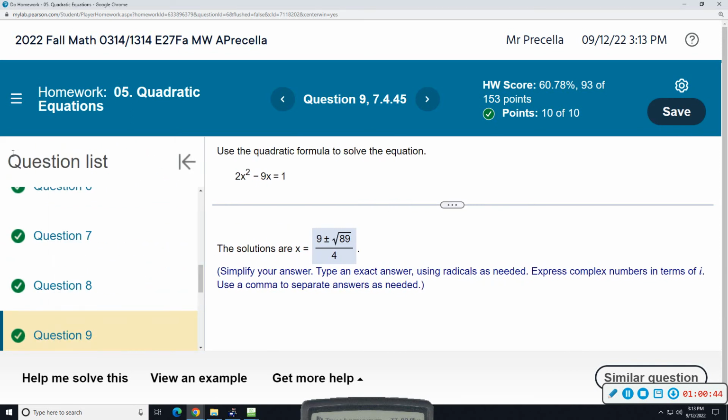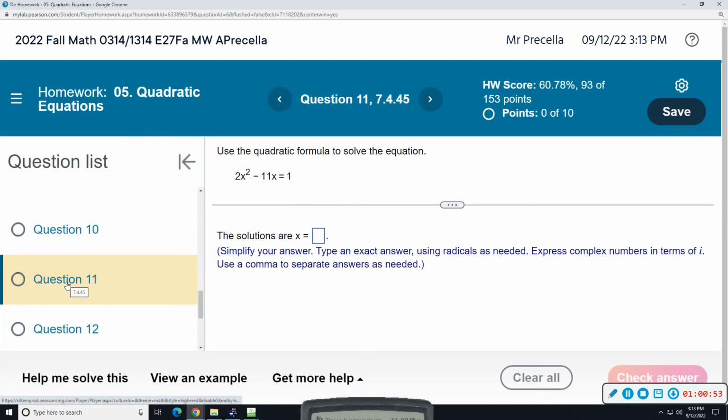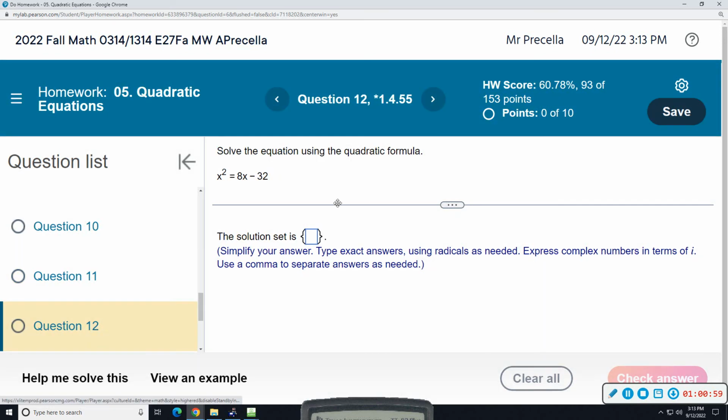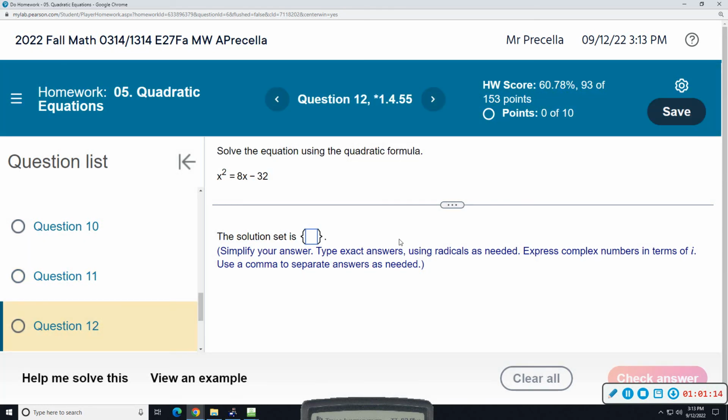Let's see. How about 11? Oh wait, that was the one that's 12. Number 11 is so similar. Let's do 12. Number 11 is just so similar to the one we just did. Don't write this one down, this isn't the one we're doing. I'm not writing it down. 12 is very similar too, so we'll do 12 instead.